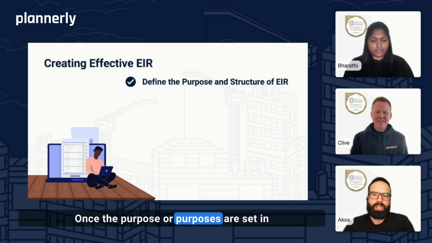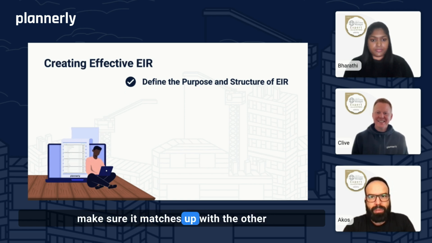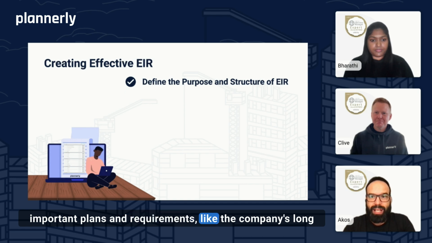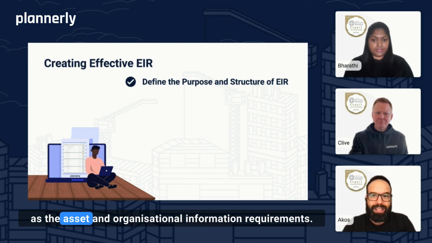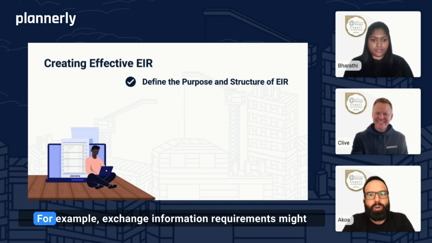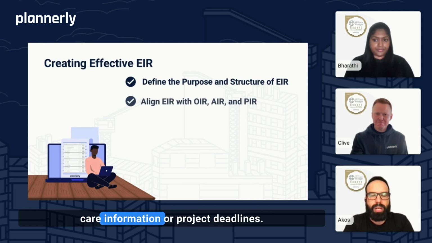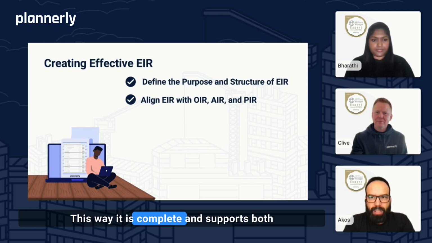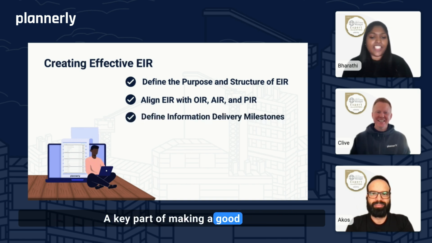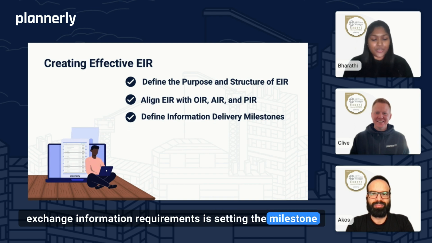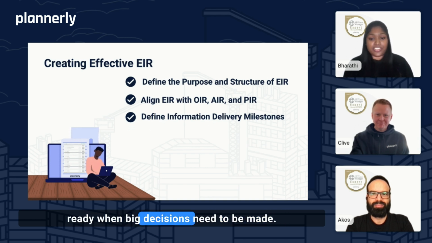Once the purpose or purposes are set in this information guide, the next step is to make sure it matches up with the other important plans and requirements, like the company's long-term goals and the building's maintenance needs, such as the asset and organizational information requirements. For example, the exchange information requirement might include things like company goals, asset care information, or project deadlines. This way, it is complete and supports both the project and the company's overall objectives. A key part of making good exchange information requirements is setting the milestones when information will be shared. So this makes sure that the right information is ready when big decisions need to be made.